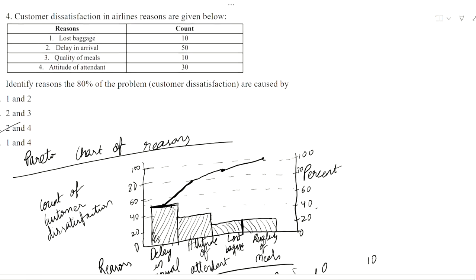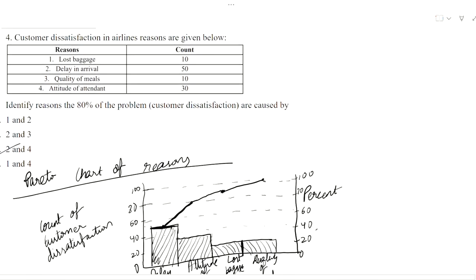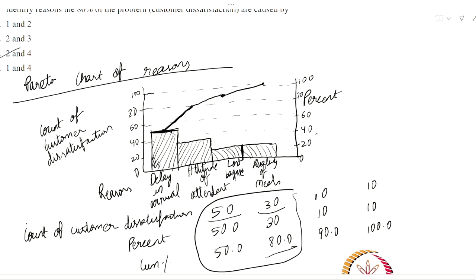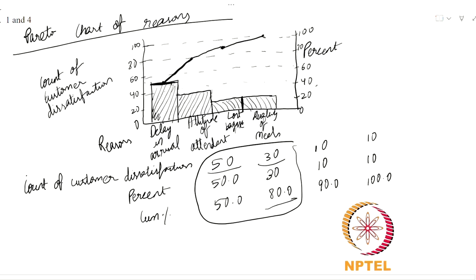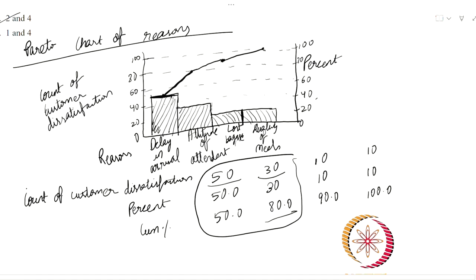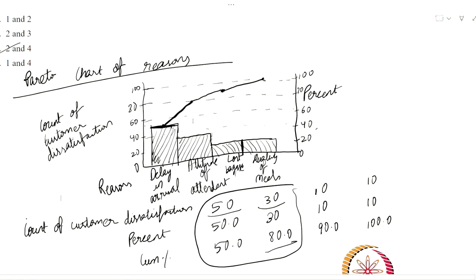Okay, this is a question where we have to draw the Pareto chart. So here, what we did is we first drew the chart. We first made the graph, with the count on the y-axis, the percentage, and the reasons on the x-axis. Now we made the cumulative percentage. After finding the cumulative percentage, accordingly we draw this chart.